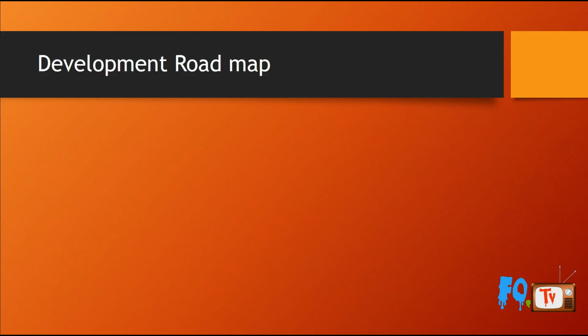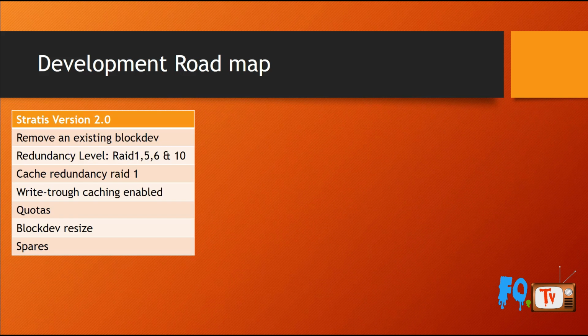So which features are going to come in version 2? Remove an existing block device. For example, say that you have created a storage pool and added block devices to it, but sometimes you want to remove a faulty device and add a new device, or remove some of the block devices from the pool. That's what version 2 is going to come with.